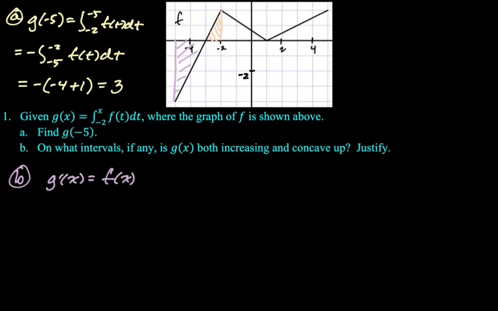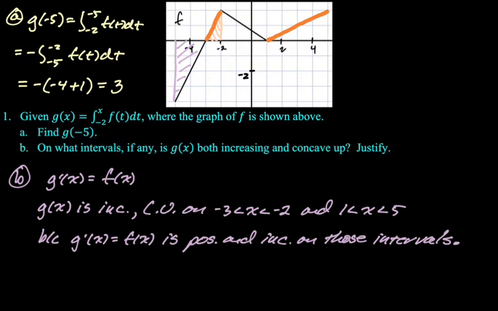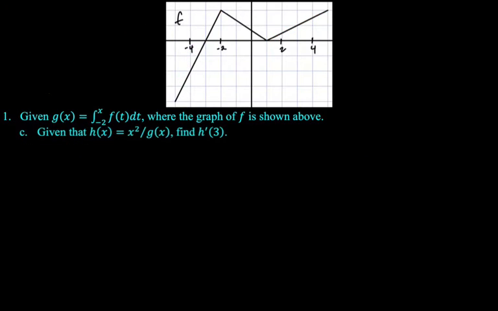So if g is increasing, g prime is positive. If g is concave up, g prime is increasing. So that's going to be this interval and this interval. So I'm just going to write that down. So that's from -3 to -2, and then also from 1 to 5. So I'm going to say g is increasing, concave up on -3 to -2, and 1 to 5, because g prime, which is f of x, is positive and increasing on those intervals. All right, let's take a look at the next problem.